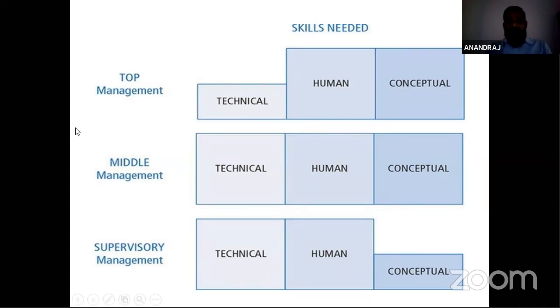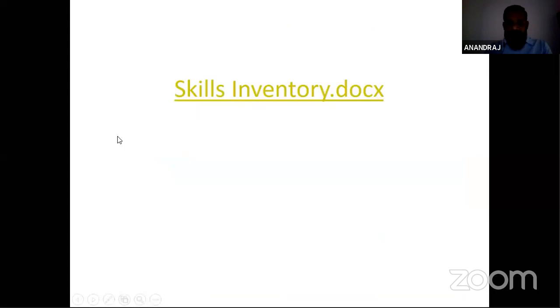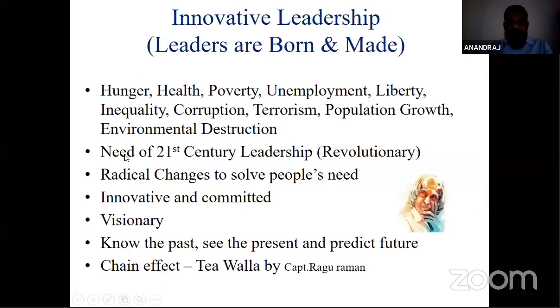Now in the next slide, sir, you can take the skill inventory, sir. Skill inventory. Want to show me the document? Yes, sir. A skill inventory.